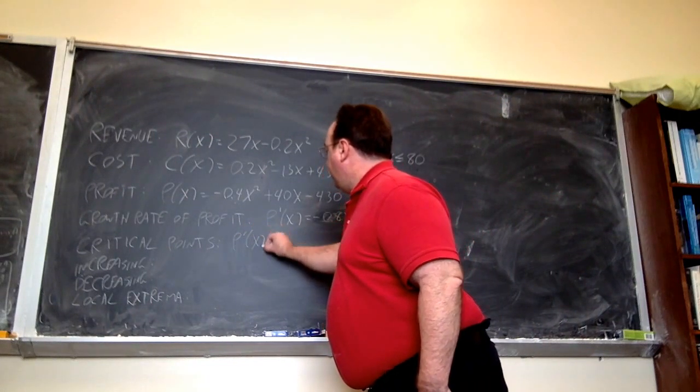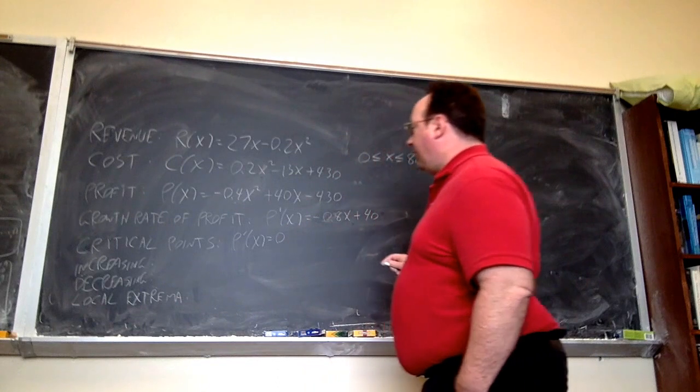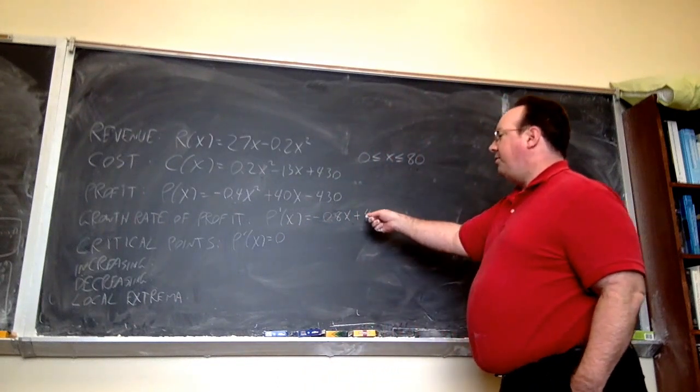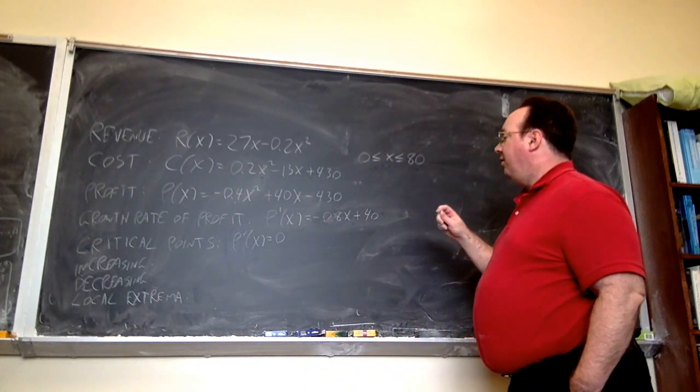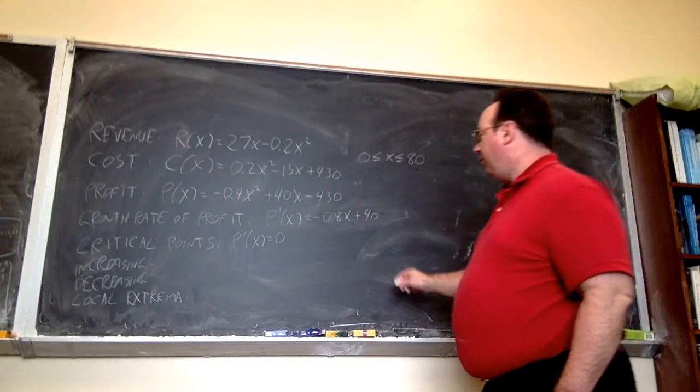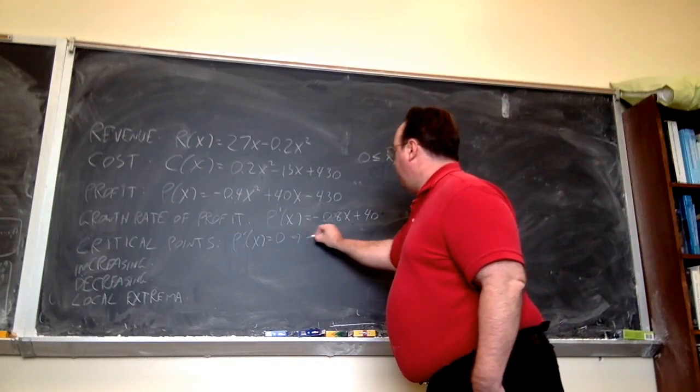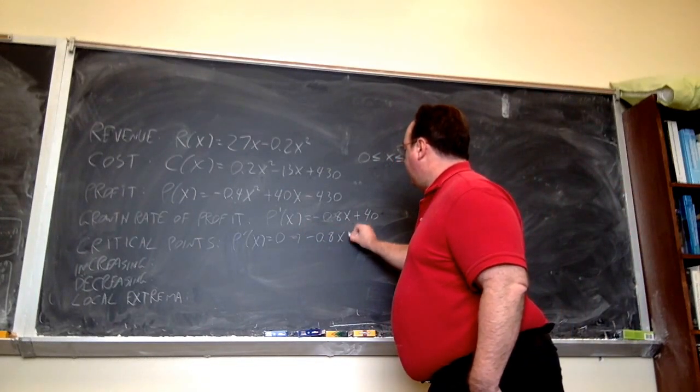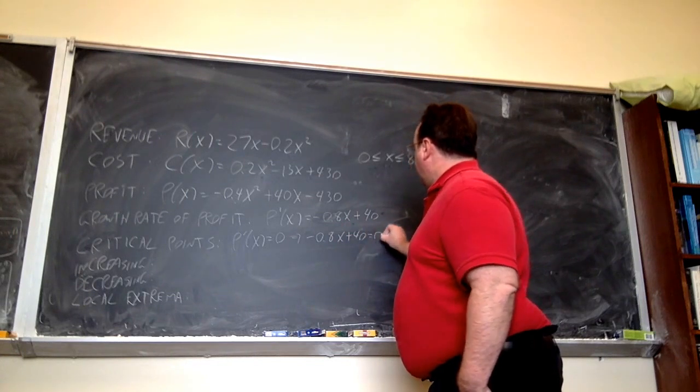Next, we look at critical points. Critical points are where the derivative is equal to 0 or where it's undefined. In this case, this derivative is defined everywhere for all x, so we just need to see where it's equal to 0. So we need to see where minus 0.8x plus 40 is equal to 0.